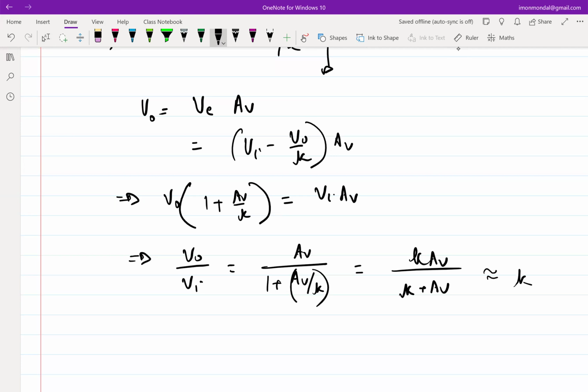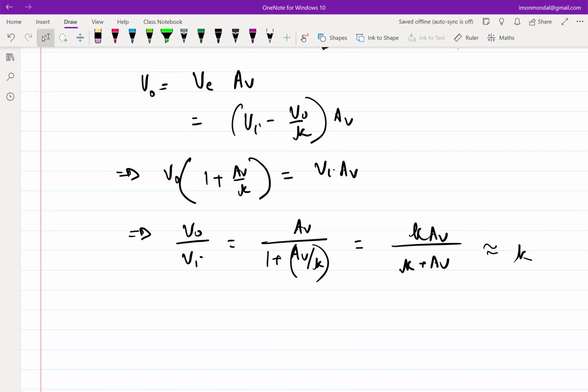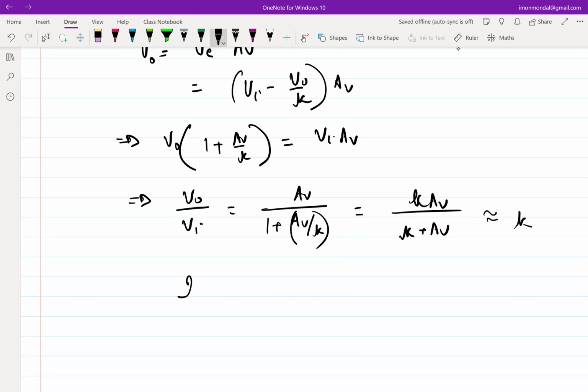Right, very large. But with respect to what? Let's do the obvious thing first. If AV tends to infinity, then V naught over VI tends to K. Now, from our experience, we know that tending to infinity is not possible. But we can make something which is very large with respect to something else. So when we say we want AV to be much greater, we are inherently saying that AV should be much greater than something. What is it we want AV to be much greater than?